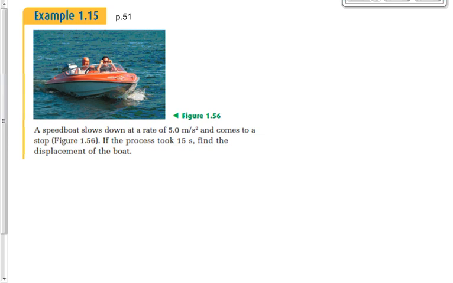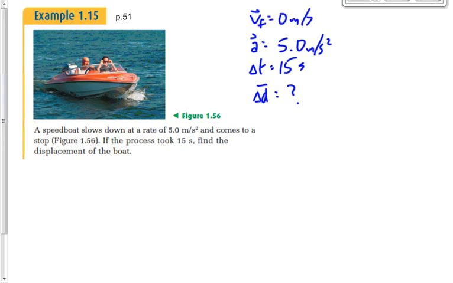So write down those givens. A is what? 5? Is that right? 5.0 meters per second squared. Time is 15 seconds. Want to find D. Is there anything else we have here? If we read between the lines, there is one more thing, Liam, that's given to us. Jazzy? Good, excellent. VF would be 0 meters per second because it comes to a stop.